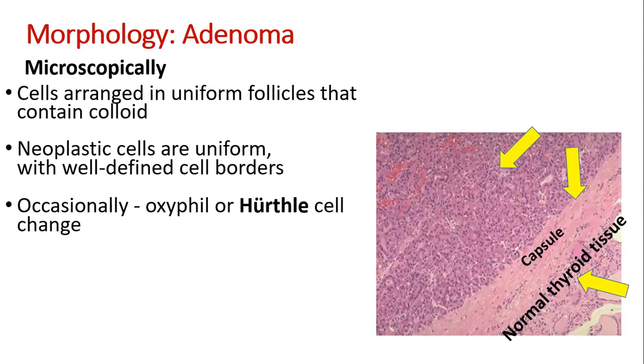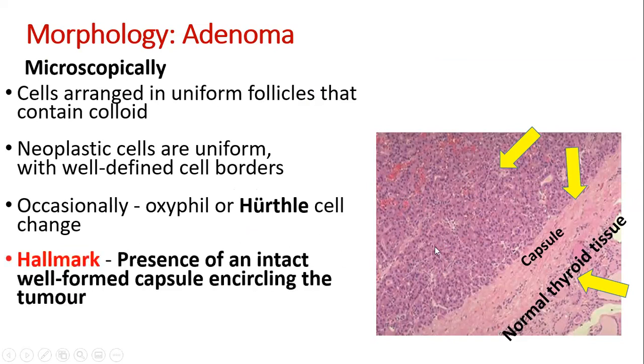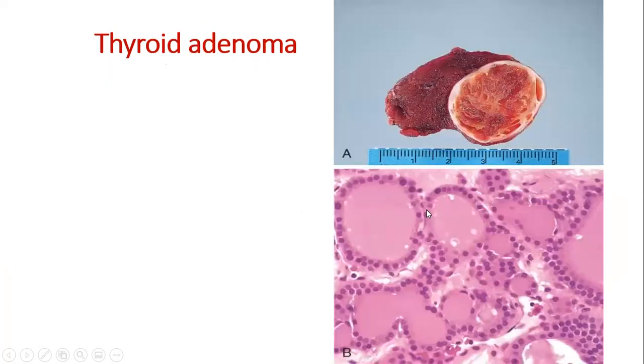Microscopically, very interestingly, cells are arranged in uniform follicles. This looks like a sheet, but they are round follicles with colloid in them. They are uniform with well-defined cell borders and not much pleomorphism. Sometimes you see Hurthle cell change, oxyphilic change. The hallmark of this adenoma is the presence of a capsule. This is the normal thyroid capsule separating from neoplastic cells. So here you can see gross and microscopic features.